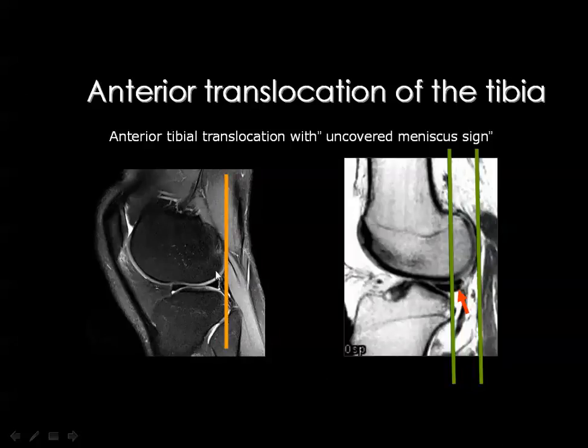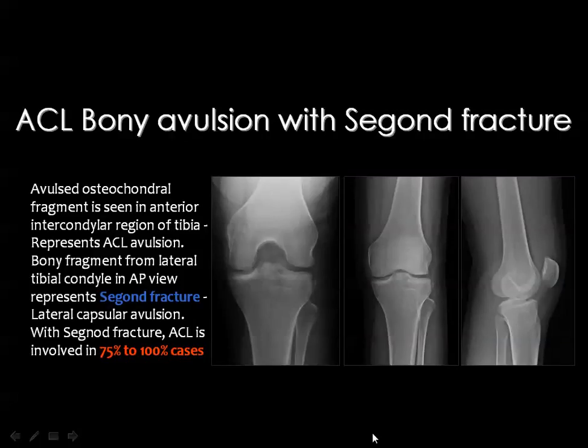Then on the lateral aspect of the knee, normally if you draw a line from the posterior surface of the femur, it will touch the posterior surface of the tibia. But if the anterior cruciate ligament is torn, the tibia will be displaced anteriorly, and there is a distance between the posterior surface of the femur and the posterior surface of the tibia. Bony avulsion at the site of attachment of the anterior cruciate ligament is one of the diagnostic signs of ACL rupture on plain X-ray.